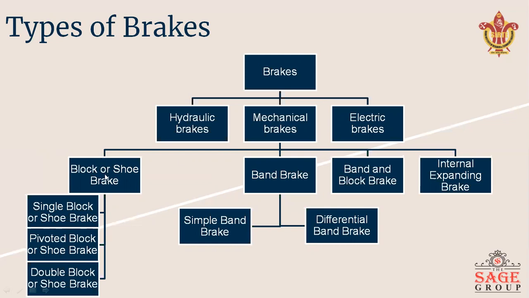The block brake or shoe brake is further divided into three: single block brake, pivoted block brake, and double block brake. And band brake is also divided into two. The first one is simple band brake and the second one is differential band brake. Now we will discuss the shoe brake. First one is the single shoe brake.